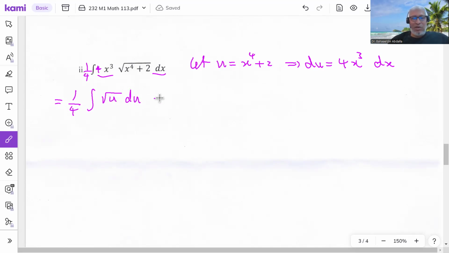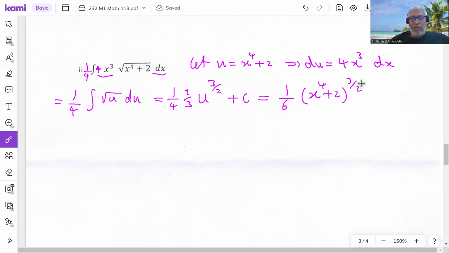And this is an easy integral because square root of u is u to the power half. And what is the integral of u to the power half? You add 1 to half, so it would be 3 over 2. You divide by 3 over 2. But dividing by 3 over 2 is multiplying by 2 over 3, the reciprocal, plus c. So the answer would be 2 cancels with 4. I have 1 over 6. Now go back to x. What is u? X to the power 4 plus 2. So write x to the power 4 plus 2, and instead of u, don't forget the power 3 over 2 plus c. That's the answer.